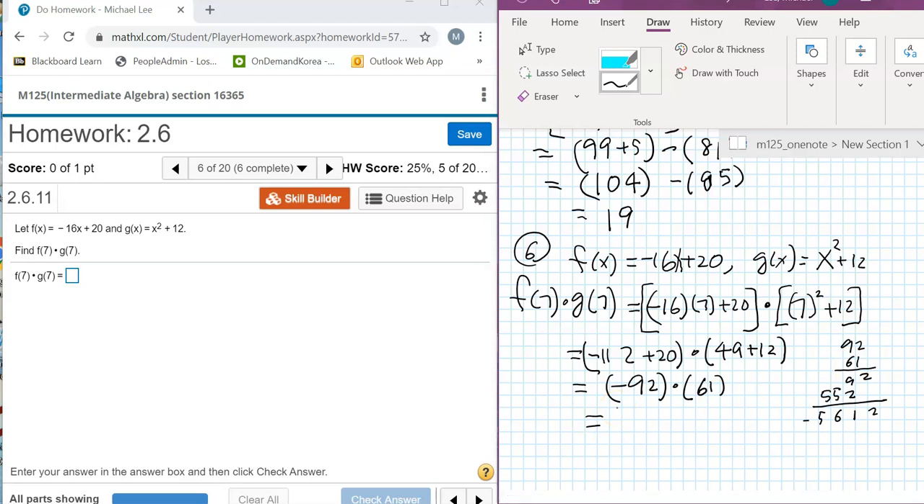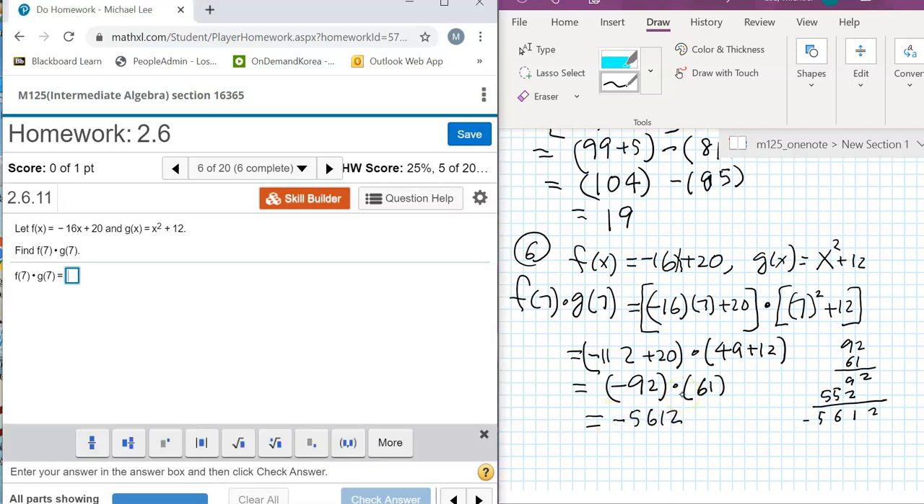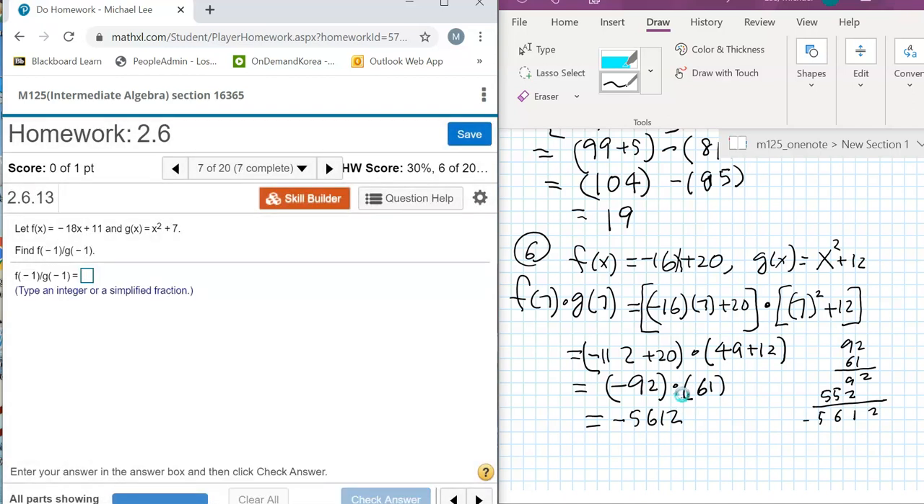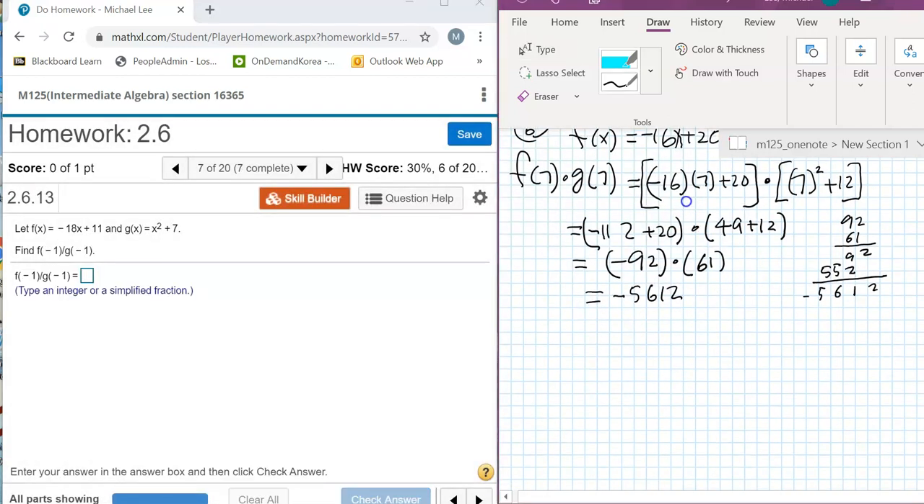Now I'm sure you're going to use a calculator. So negative 5612. Okay, so let's put that one in and see what happened. Negative 5612. Check the answer. That is correct. Okay, let's go to number 7.